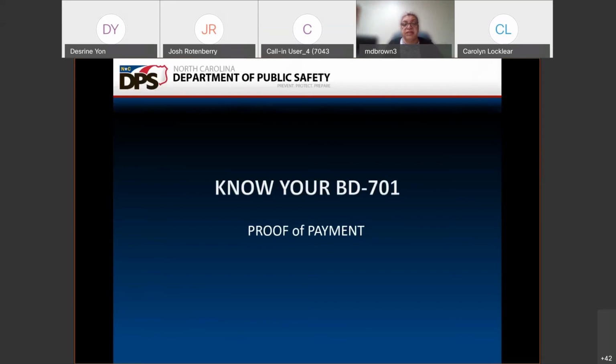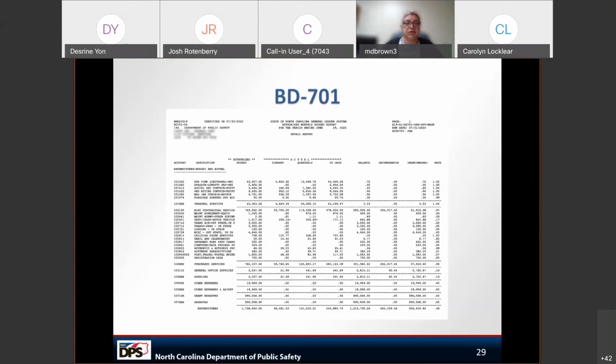So I mentioned the BD 701. And we've found recently that a lot of people are new to the game and they're not familiar with this document. So your BD 701 as a state agency is your proof of payment. As you heard in the plenary today, my colleague talked about showing bank statements and credit card statements. As state agencies, you generally will not have that. So you will have your BD 701.